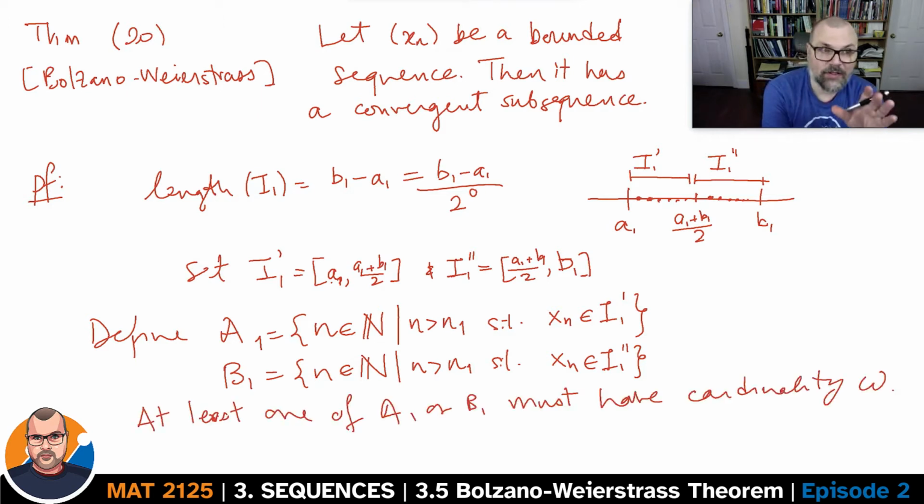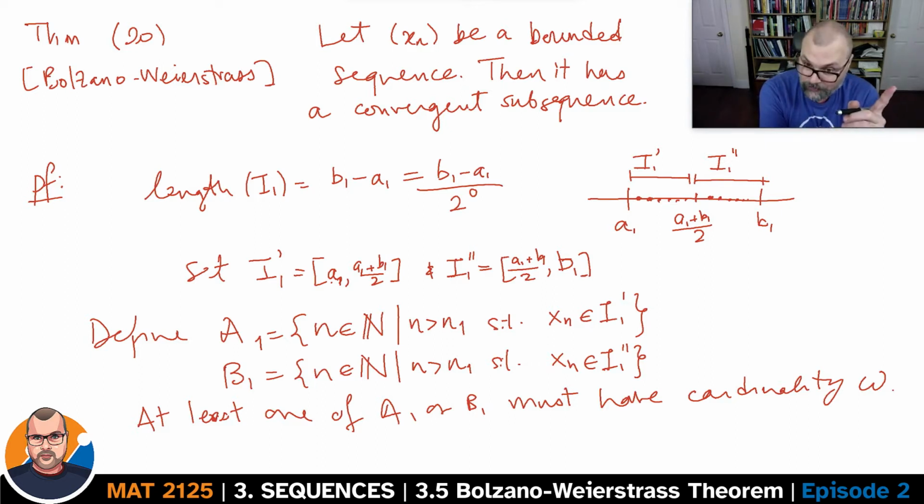If that wasn't the case, if they both had finite cardinality, they both had a finite number of indices, well, you would have a sequence with a finite number of terms. Again, not necessarily a finite number of values, but a finite number of terms, and that's not a sequence. A sequence has infinitely many terms to start with, so they can't both be finite. At least one of them has to be infinite.